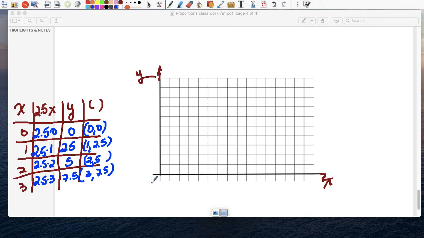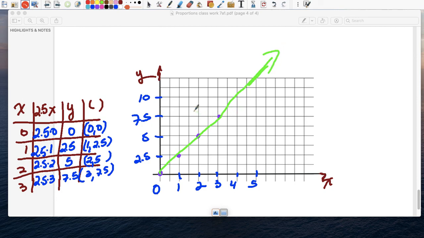Well, let's put that on a graph. Here's 0, so we're going to go 1, 2, 3, 4, I don't know, let's just stop at 5, and then up and down, we're going to go by 2.5, so 2.5, 5, 7.5, 10, etc. Let's plot our points. So 0, 0, 1 and 2.5, 2 and 5, 3 and 7.5, and then we can just extend this line, right? Something a little bit better.